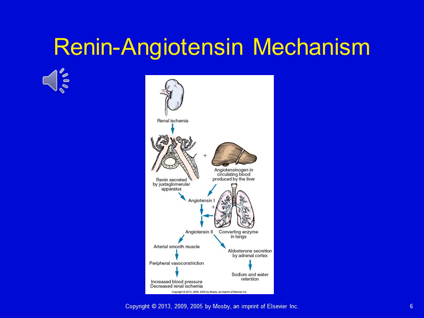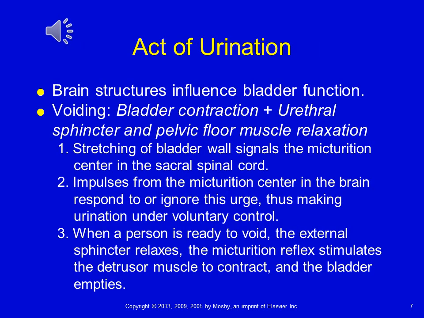The kidneys also produce prostaglandin E and prostacyclin, which help maintain renal blood flow through vasodilation. These mechanisms increase arterial blood pressure and renal blood flow. Voluntary control from higher brain centers and involuntary control from the spinal cord influence the act of micturition or voiding.